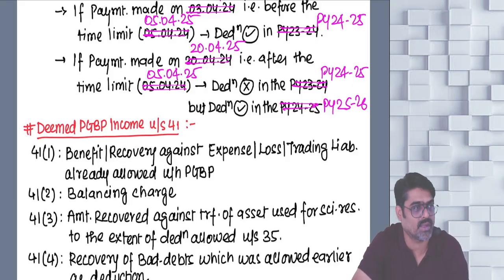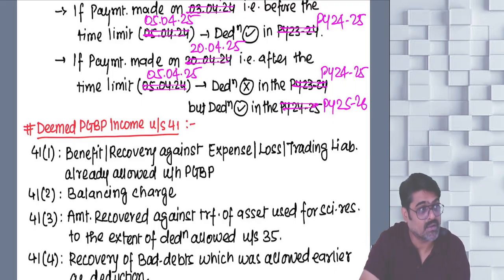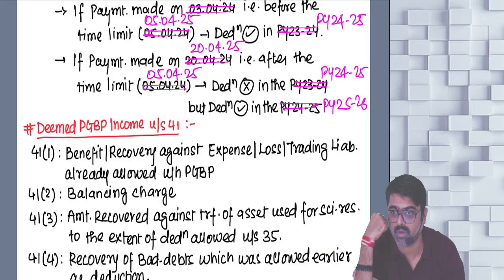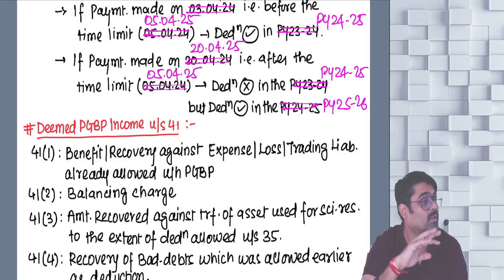Later on, police caught that employee and could recover 1 lakh rupees from him. So out of 5 lakhs, 1 lakh is recovered, no? So how much is your loss? 5 lakh or only 4 lakh? So how much deduction have you claimed? 1 lakh is recovered. 1 lakh will be deemed PGBP income. So 5 lakh is a deduction. 1 lakh is a deemed PGBP income. Net effect is 4 lakh. And your actual loss was 4 lakh only. Yes or no?